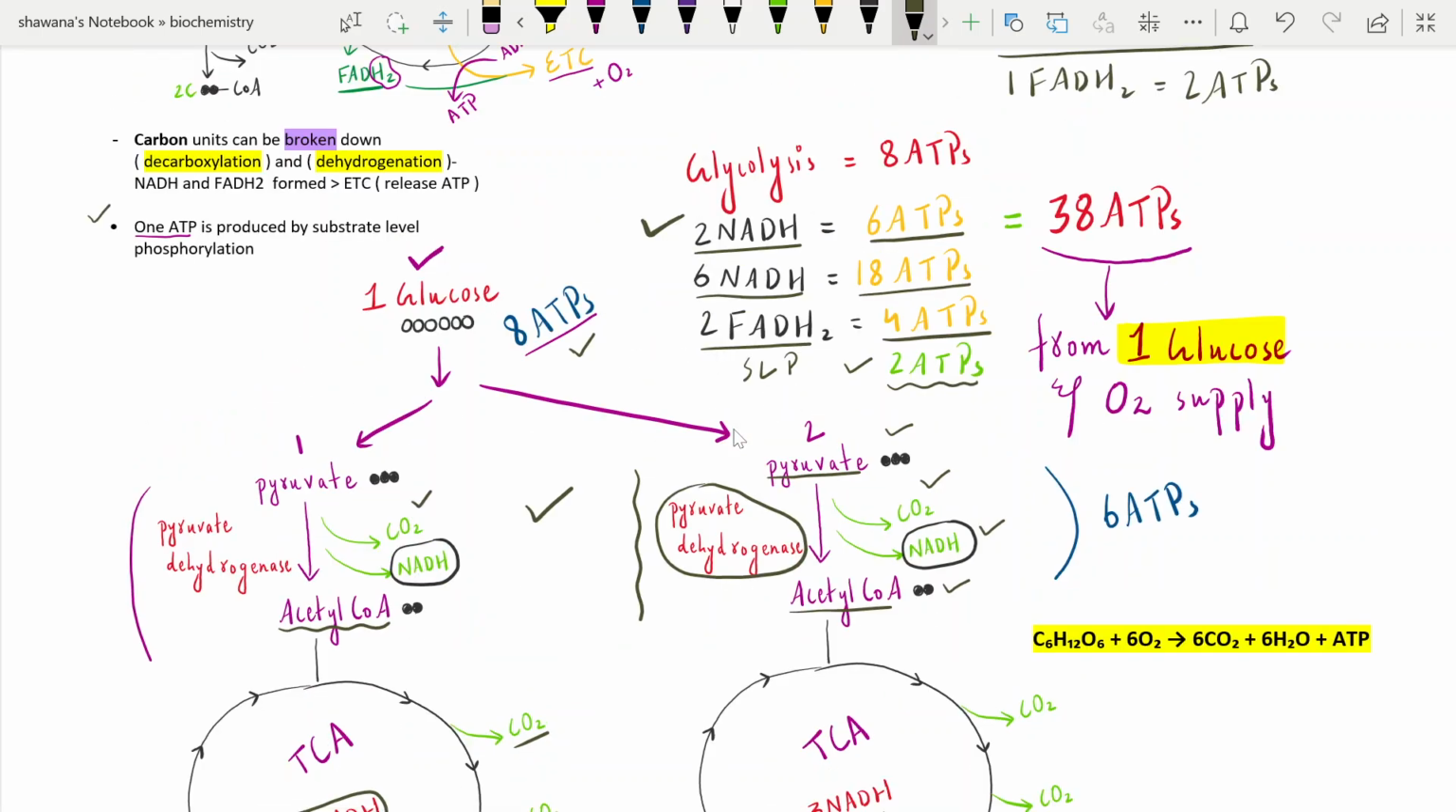So let's count all of them. In glycolysis, we have 8 ATPs in net, 2 NADH before entering the Krebs cycle, 6 NADH from 2 Krebs cycles, and 2 FADH2 from 2 Krebs cycles. So in total, there are 38 ATPs from one glucose molecule in an abundant supply of oxygen.